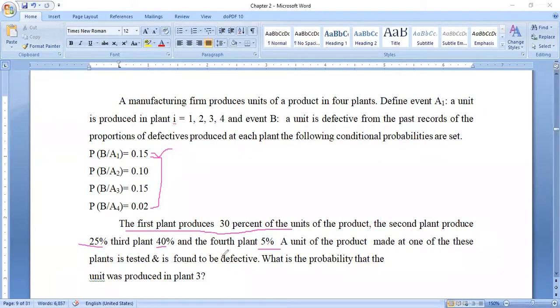So based on the above problem, apply the same method and same procedure for this problem also, then you will get complete clarity regarding the Bayes theorem problem. Okay, so we will meet in the next class.